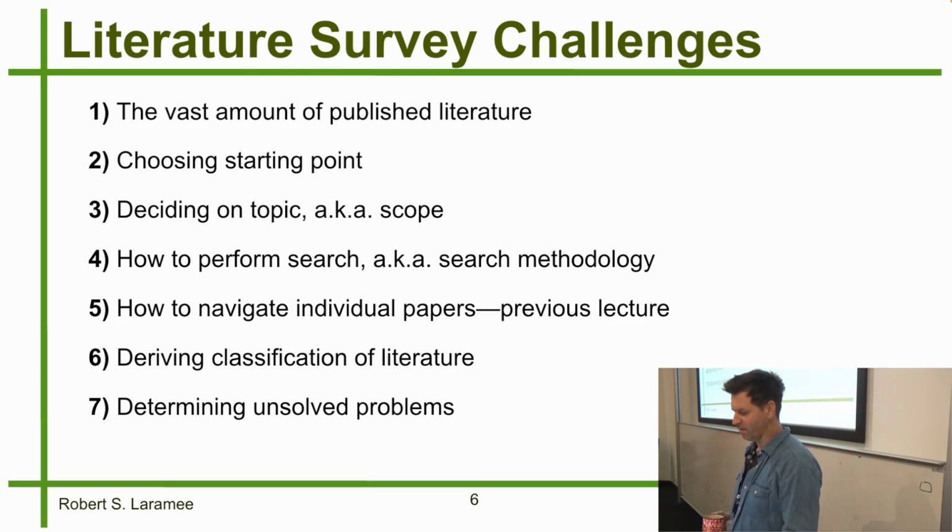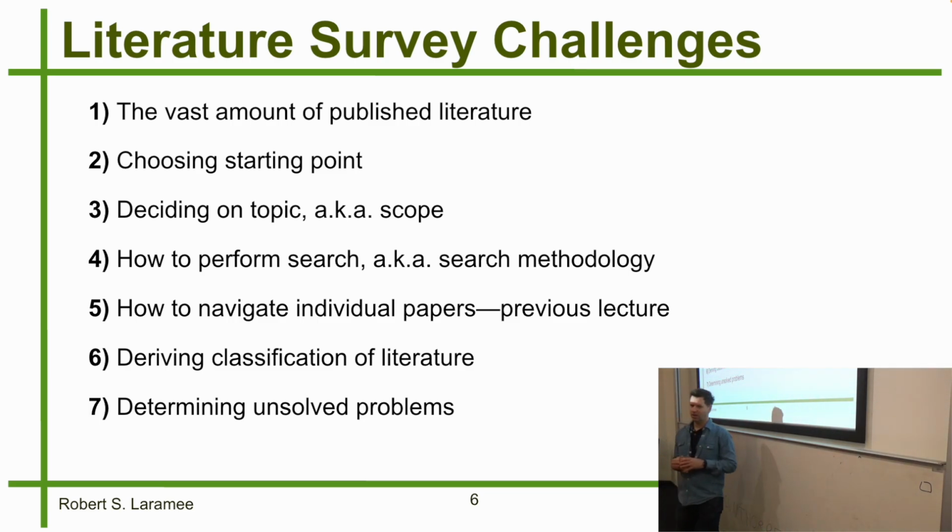One is the vast amount of published literature. You might have noticed already from coursework 1 that there's a vast amount of previously published literature. In coursework 1, you were asked to identify a research paper and summarize it, and you had to go through a lot of different research papers.